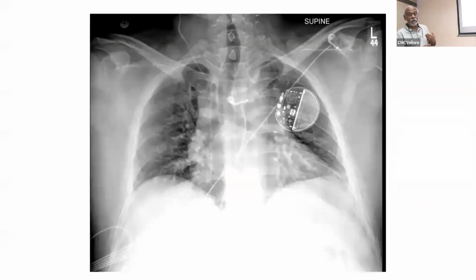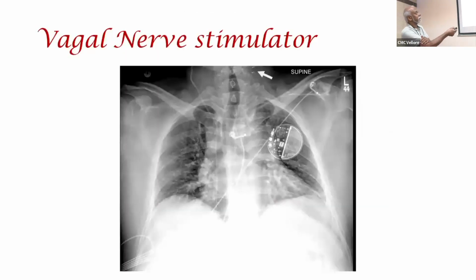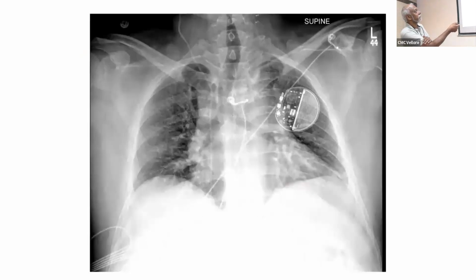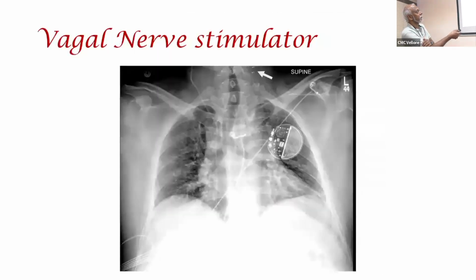All right, anything else? Can you guess this? Perfect, very good. You see those 2 spots there? This one, you see that? That is a vagal nerve stimulator. And what do you use it for?